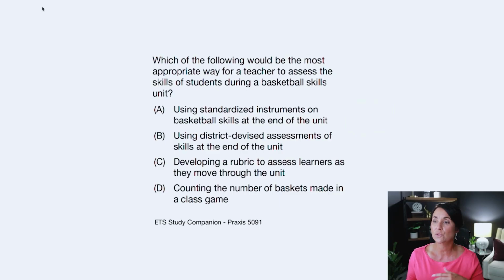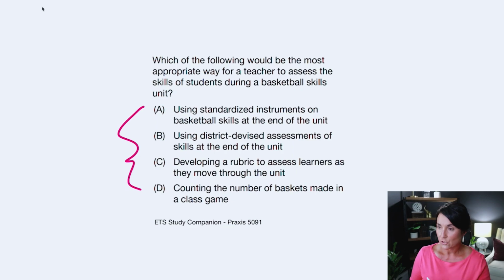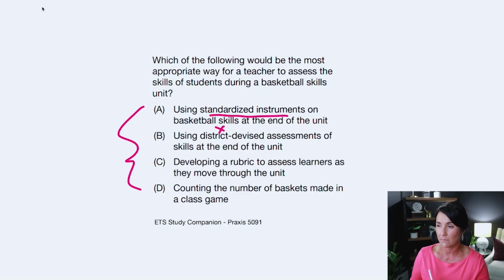All right, let's take a look at the next one here. Let's look at the answer choices first. A, using standardized instruments on basketball skills at the end of the unit. All right, well, standards is good, but standardized instruments is kind of, I don't know, I don't love it. I don't hate it. B, using district-devised assessments of skills at the end of the unit. This is usually a bad answer, even though you are required to use district-level assessments, but it's typically not the best answer. I'm going to take it off. So A and B are not my faves.